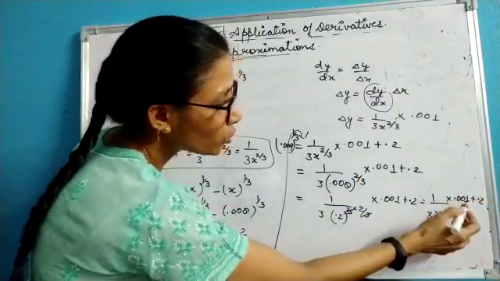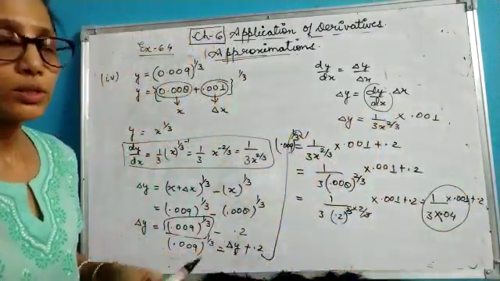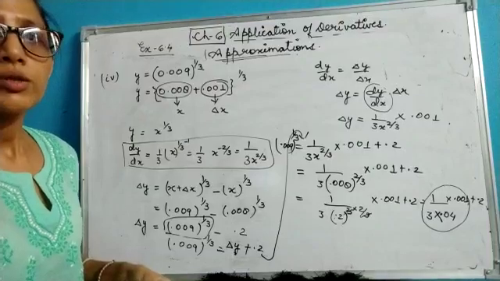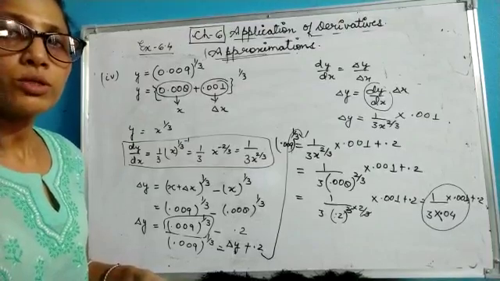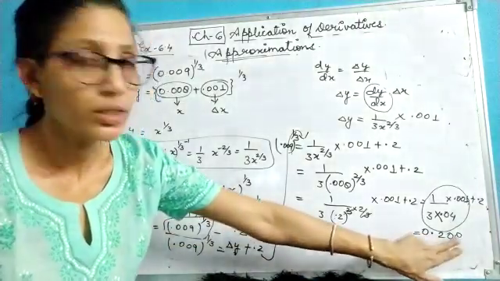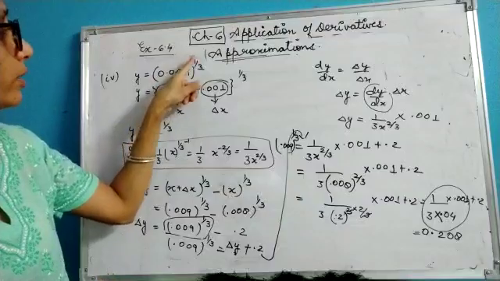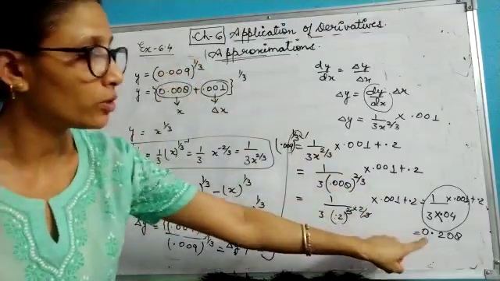So I will be solving this and then I will be adding 0.2 to it. So let's see what the answer is coming out. So on solving, I am getting it as 0.208. The approximate value of 0.009, the cube root of this, will be equal to this.